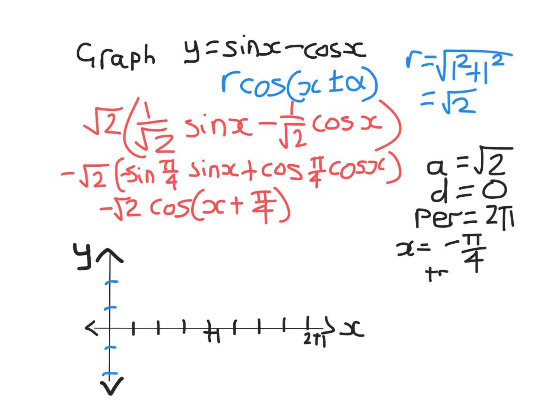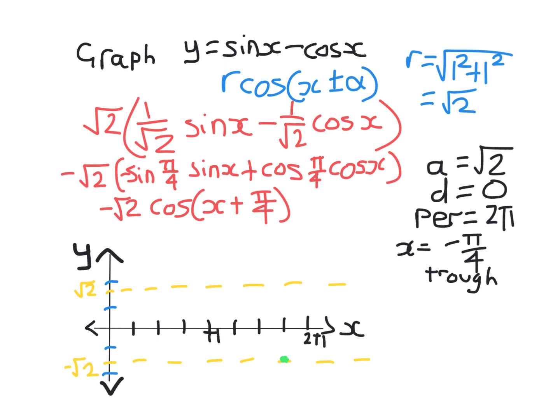So with this, we have enough to graph. Because the midline is 0 and the amplitude is root 2, the max value will be root 2 and the minimum value will be negative root 2. Now there's a trough at minus pi on 4. Because the period's 2 pi, the next trough will be at minus pi on 4 plus 2 pi, which is 7 pi on 4. So that's over here. There will be a trough.